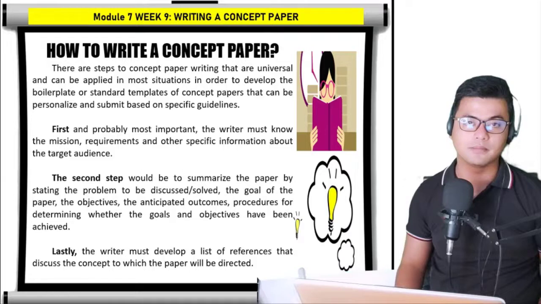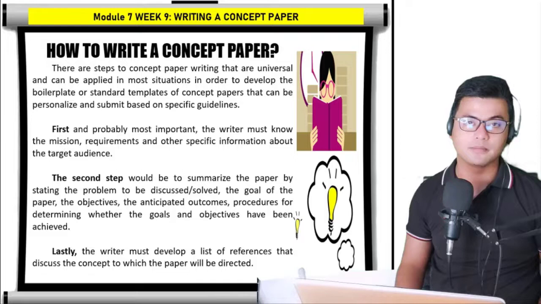So, ano ba ang problema? Okay? Ano ba yung kailangan? Kung ito ay business proposal, business concept paper, ano ba yung kailangan ng tao? Ng mga customers, ng mga kliyente? Okay? So, objectives, specific and general objectives, and even procedure kung paano mo ito gagawin, at yung anticipated outcomes, okay?